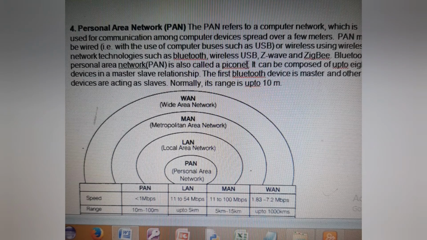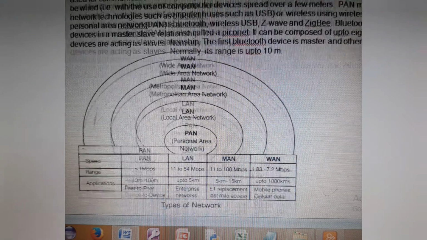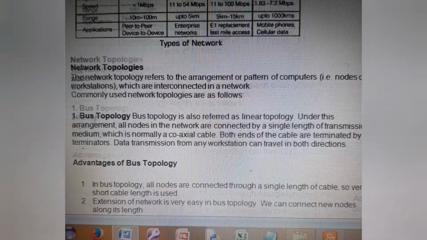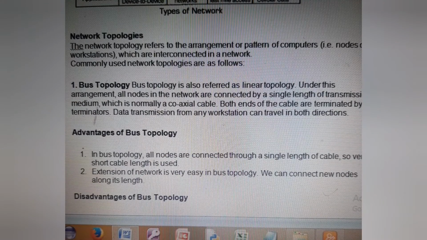Bluetooth personal area network is also called Piconet, and it can be composed of up to 8 devices in a master-slave relationship. That means personal area network can be quite useful if you are not connected to the entire world through WAN. You can make use of personal area network. So these were the types of networks. Then comes network topologies, which we'll be covering in the next video.